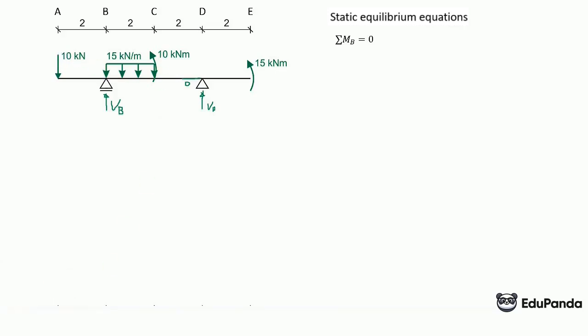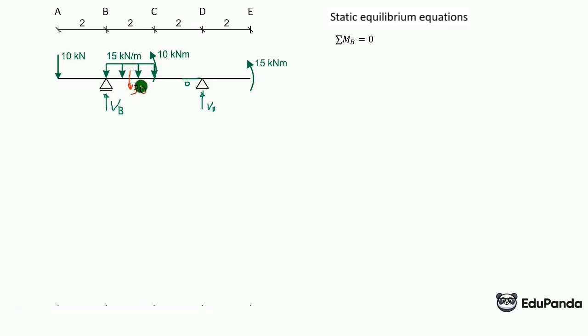Now we will also calculate the resultant of the distributed load, which is 15 times 2, that is 30, and is in the middle. That is at a distance of 1 meter from this support on the left side. How much did I say, 30?